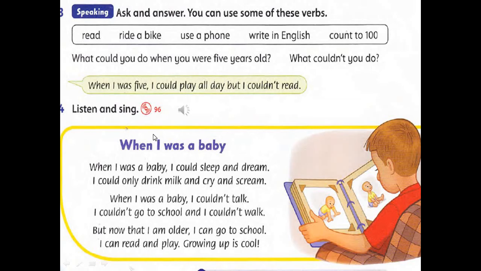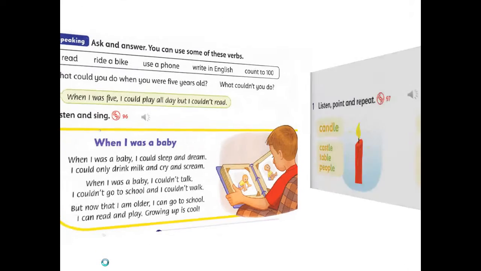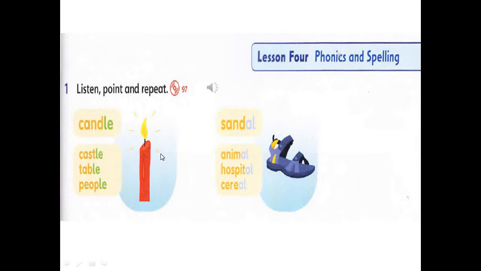Okay, that's all about the song. Let's move to page 95. Now we are going to learn about phonics and spelling here. Do you see the green letters here? Yes, we have LE, AL, and O. This one is the same sound.